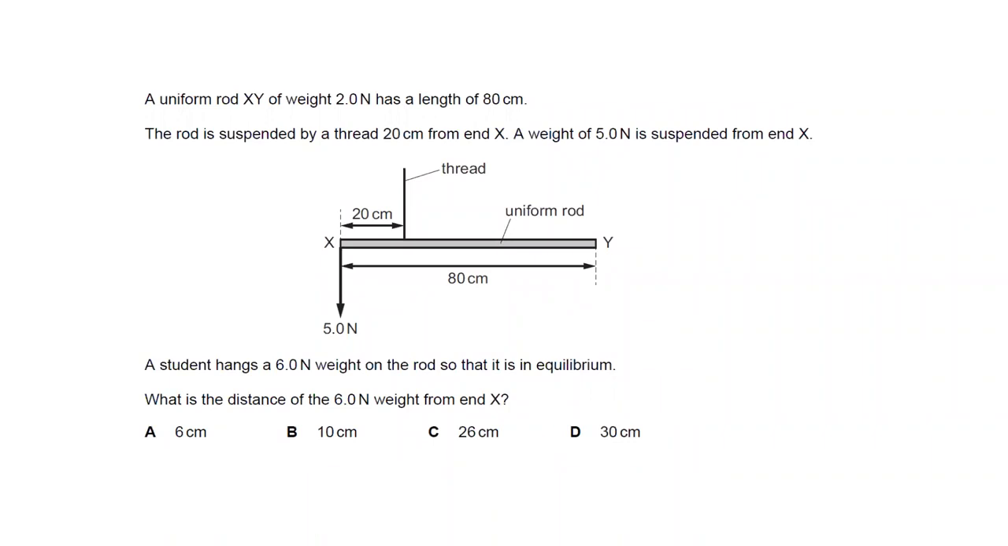Okay, another question. A uniform rod has a weight of 2 Newton. So when they use the term uniform, it means there will be a weight at the center. They did not draw that weight, so you have to draw it. So a uniform rod is there, which has a weight of 2 Newton. The total length of the rod is 80 centimeter. If the length of the rod is 80 centimeter, where will the weight act? Weight will act at the center.